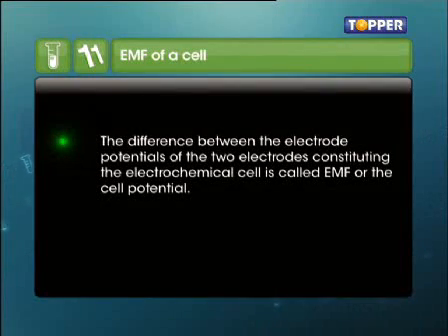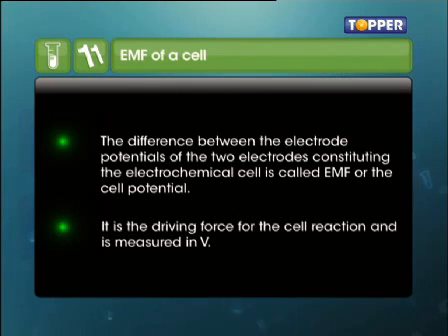The difference between the electrode potentials of the two electrodes in an electrochemical cell is called EMF, or the cell potential. Please note that it is the driving force for the cell reaction and is measured in volts.